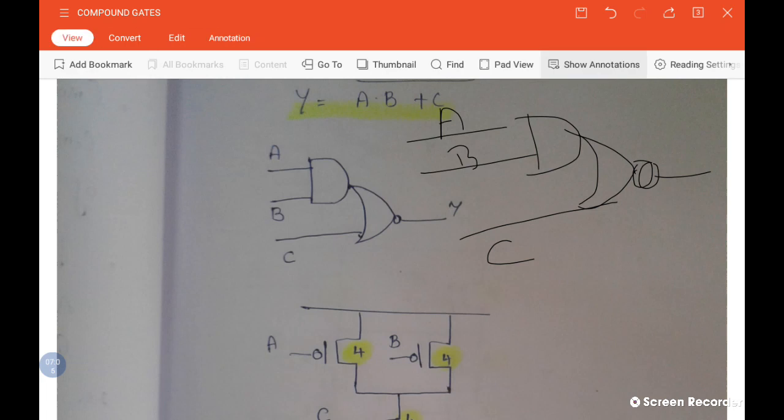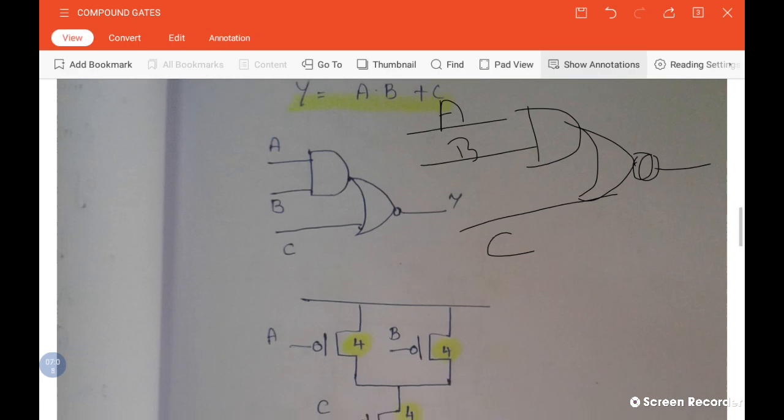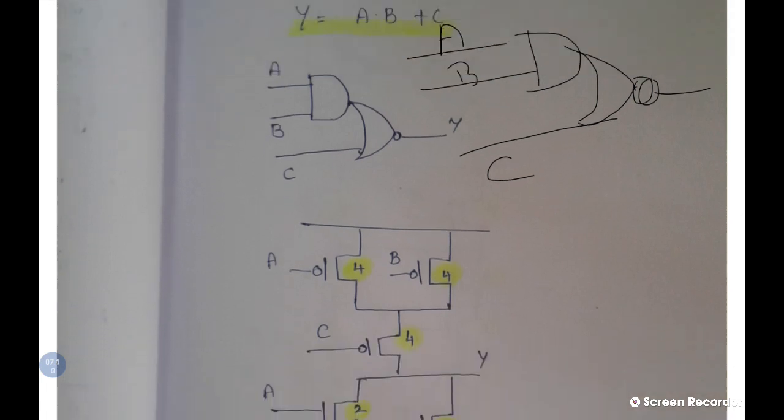Now we'll see how to represent this in CMOS form. How can we draw it in CMOS form? This is the logic diagram of this given function: A, B, C, an AND gate and NOR gate combination. So this is a compound gate circuit. In this compound gate, how can we form it as CMOS? That we are going to discuss now. The CMOS circuit we already know. So this circuit contains one AND gate and one NOR gate.